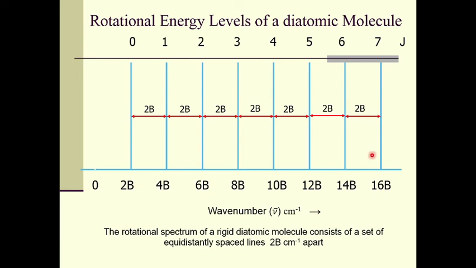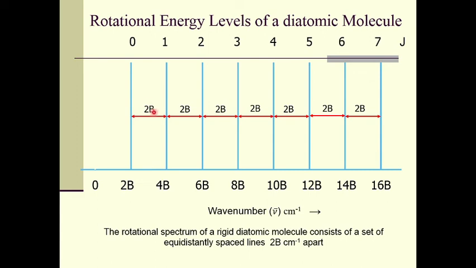equidistantly placed in the spectrum for a particular molecule, and therefore we can say the rotational spectrum of a rigid diatomic molecule consists of a set of equidistantly spaced lines which are 2b per centimeter apart. Their distance is 2b, and therefore if we study the spectrum of any such unknown molecule, we can easily calculate the distance between two spectral lines, and we can easily calculate the b value.